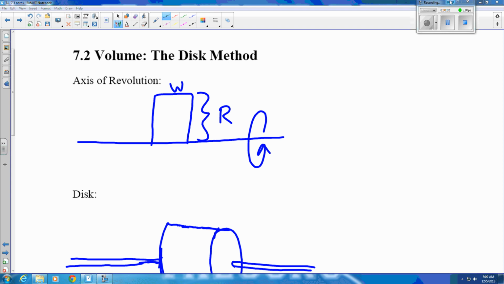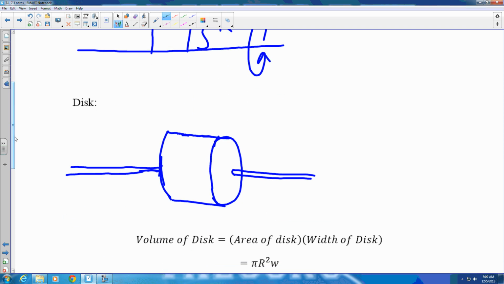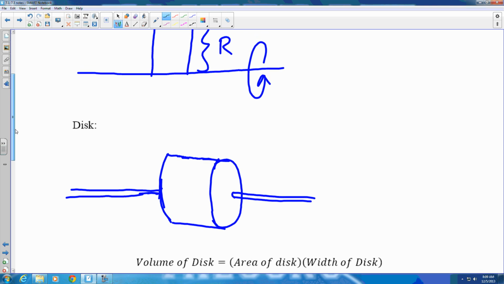All right, we're doing section 7.2, which is finding the volume of a function that's flipped over an axis, and we're going to start with the disk method. So if we have an axis of revolution, and let's say we have some sort of rectangle, the height is your r and the width is your w, and we're flipping it over the x-axis, what you would end up with is something that looks like a cylinder, like shown below.